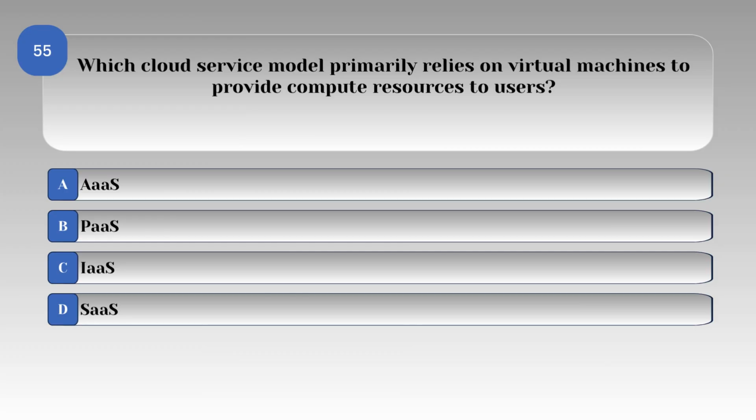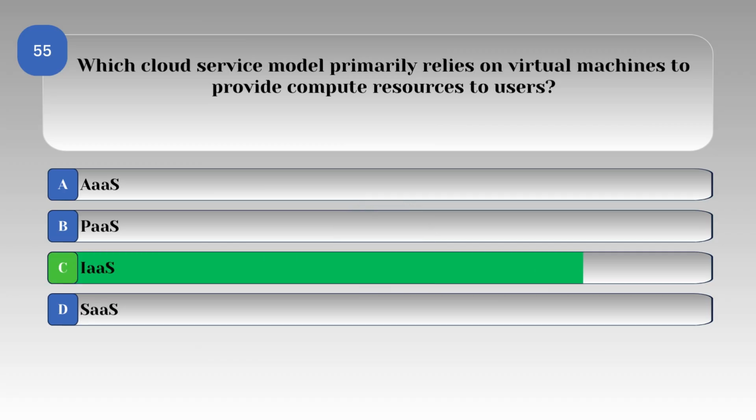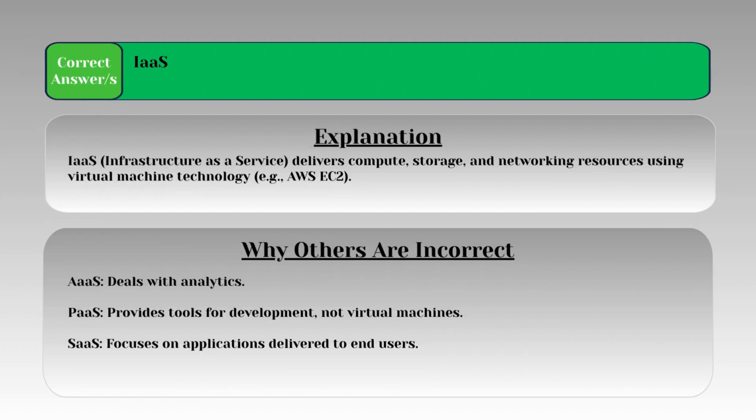Which cloud service model primarily relies on virtual machines to provide compute resources to users? Correct answer, IaaS. Explanation: Infrastructure as a service delivers compute, storage, and networking resources using virtual machine technology. Why others are incorrect: IaaS deals with analytics. PaaS provides tools for development, not virtual machines. SaaS focuses on applications delivered to end users.